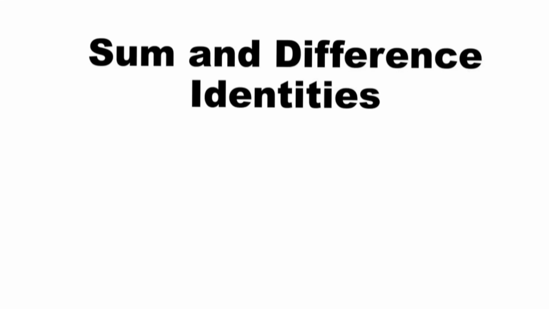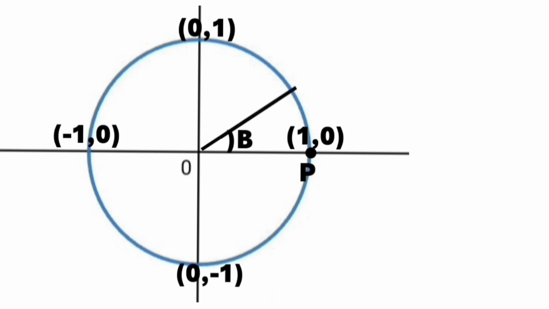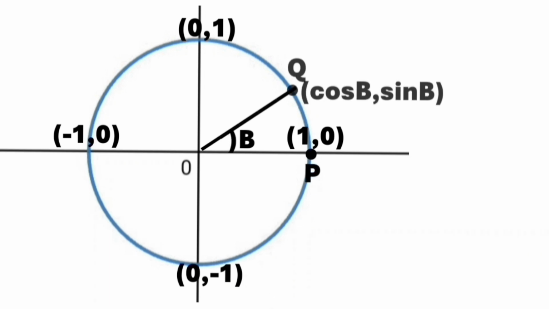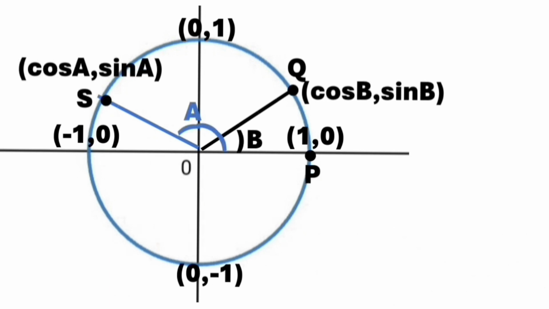Sum and difference identities. We have here a unit circle with point P at the x-axis with coordinates 1, 0. From the origin, draw a line segment that has an angle B with respect to the x-axis and point Q with coordinates cosine B, sine B. From the origin, draw another line segment that has an angle A with respect to the x-axis and point S with coordinates cosine A, sine A.